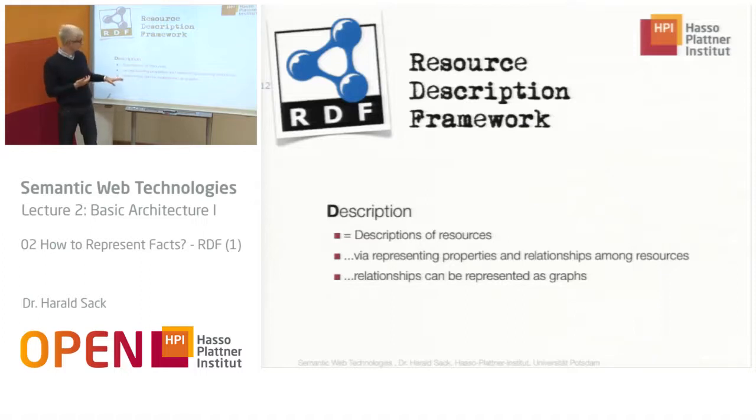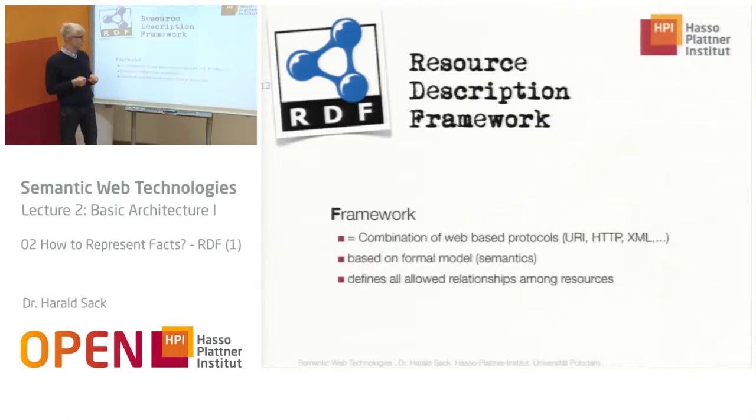And as we have seen, these relationships can be represented as graphs. And, of course, RDF provides a so-called framework, a combination of web-based protocols, URI, HTTP, XML, and it's based on a formal model. It means it has a formal semantics that is well-defined and sound. This allows us to define relationships among resources and to handle this knowledge with the formal semantics in a way that we can deduce new knowledge from implicitly hidden knowledge inside this Resource Description Framework.